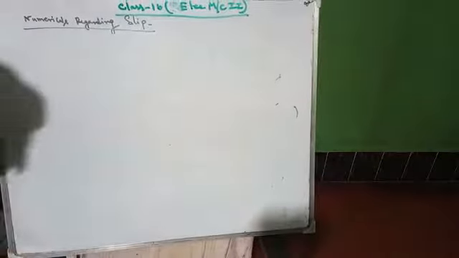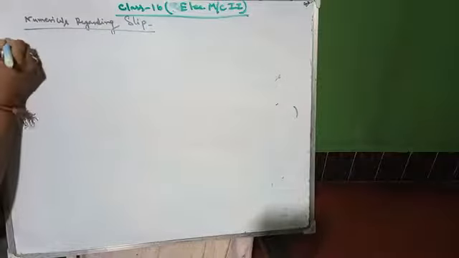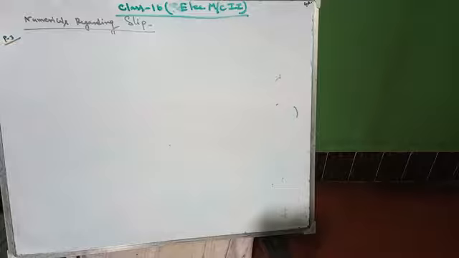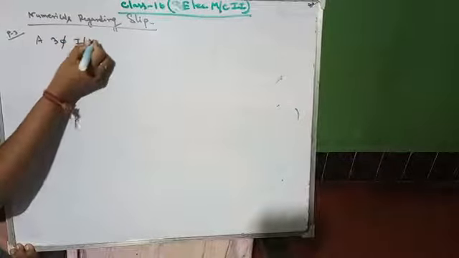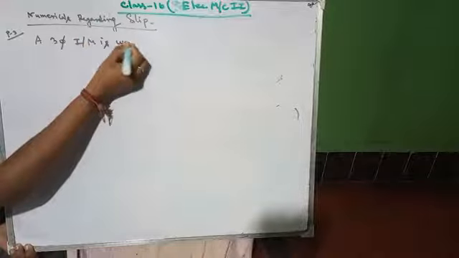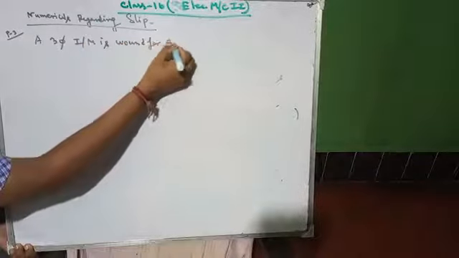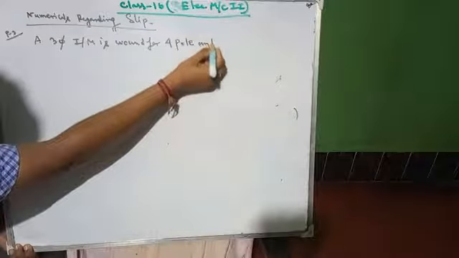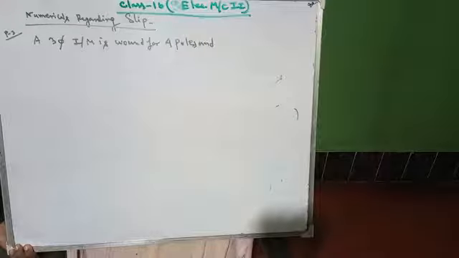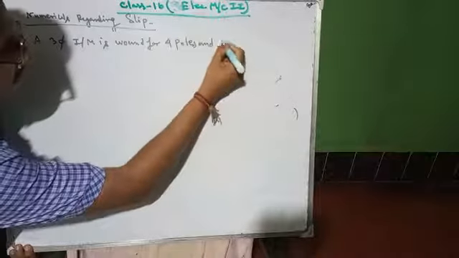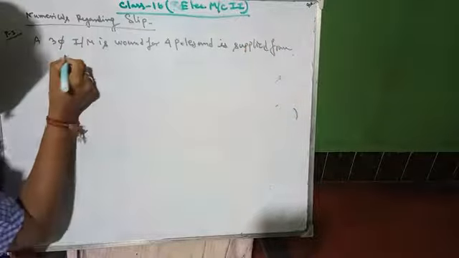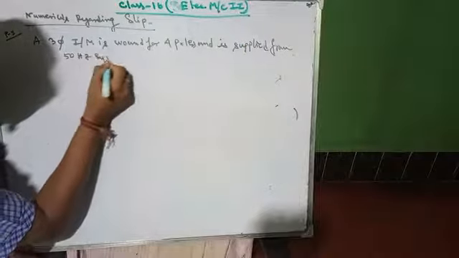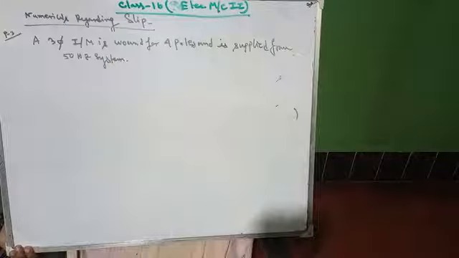Okay, question number 3. A three-phase induction motor is wound for 4 poles and is supplied from a 50 Hz system.